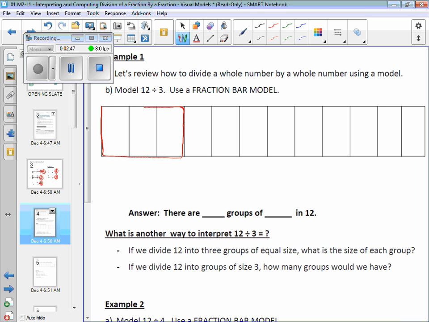there's a group of 3. That's one group. There's my second group. That's my third. And finally, the last group makes 4 total groups. Everybody understand that? So in essence, there are 4 groups of 3 in 12. Or 12 divided by 3 is 4. Make sense?